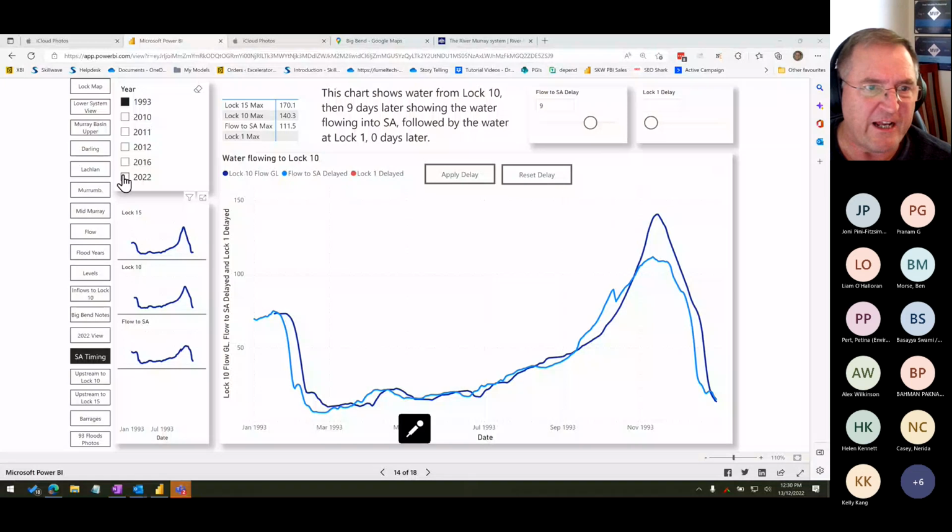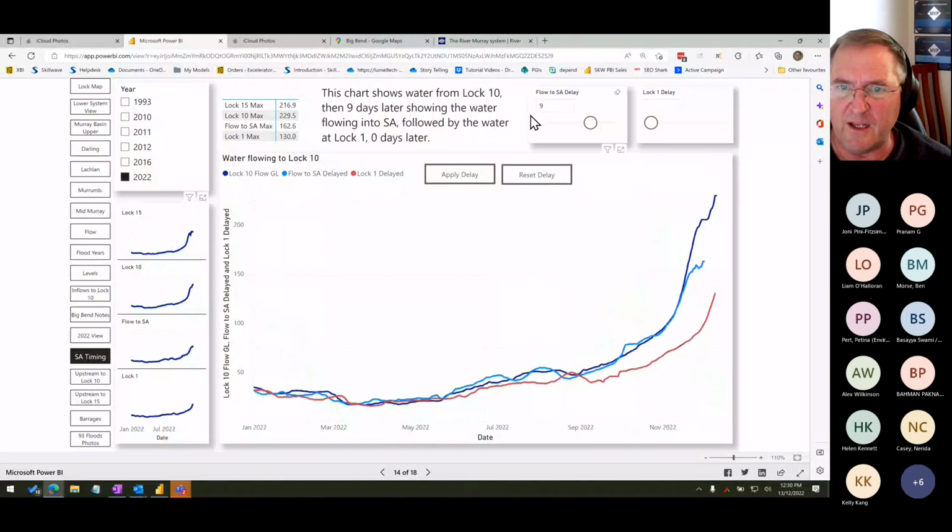So, coming back to 2022, it looks to me, in orders of magnitude, like a 9-day delay. So 9 days after it goes through lock 10, we should see it flow into SA. If that's true, we should expect to see around 220, something like that, by Christmas Day, basically, or a little bit after. And then I've got this other delay on lock 1.